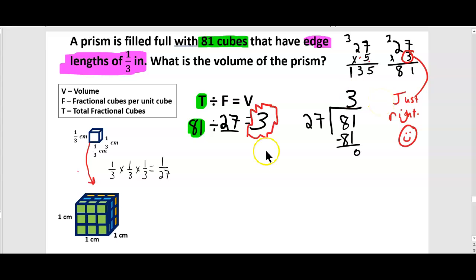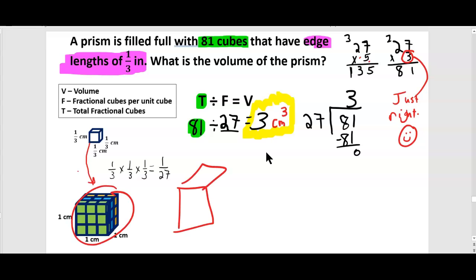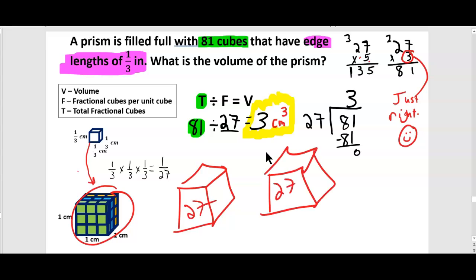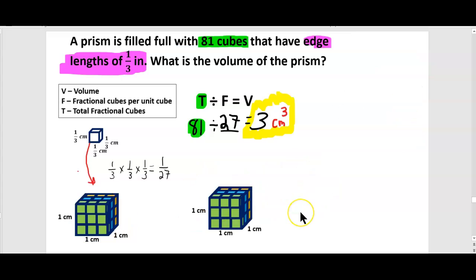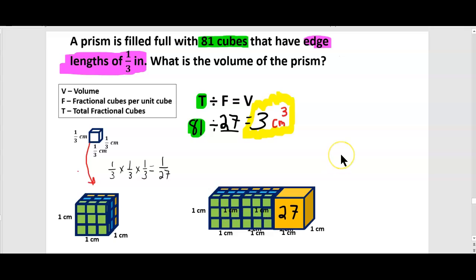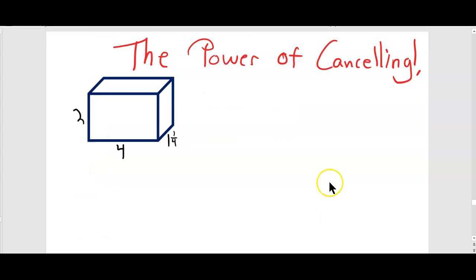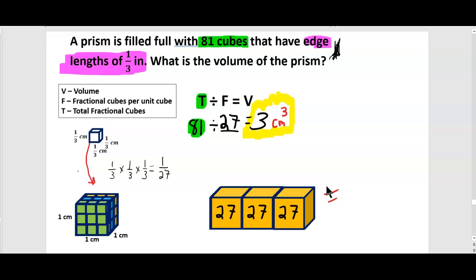The volume is 3 what, though? 3 cubic centimeters. That means we need 3 of these things that each have 27. See, this has 27, this has 27, and if you put them right next to each other, this has 27. I know that's not perfect. You have to use your imaginations here. I'm drawing this on the spot. This might be better. 27 here, 27 here. It's getting messy. And so basically, 3 27s equal 81. 81 tiny little 1/3 cubes.